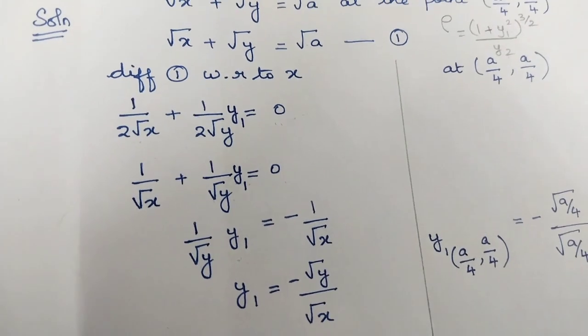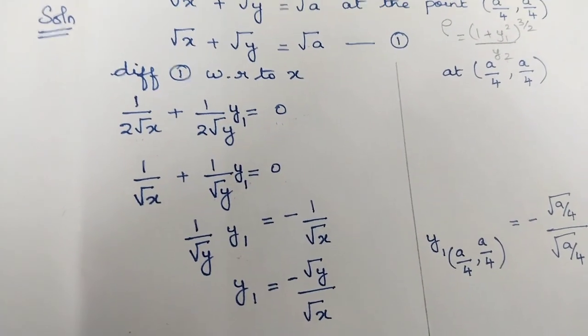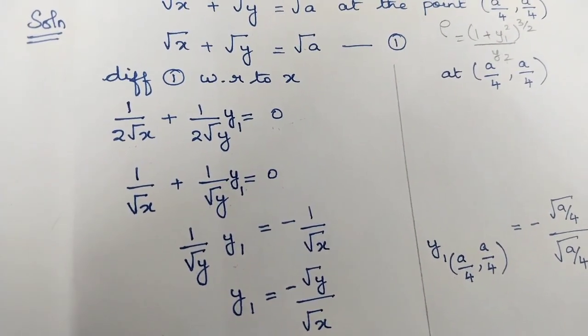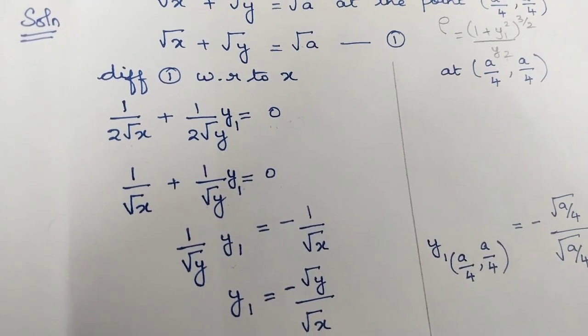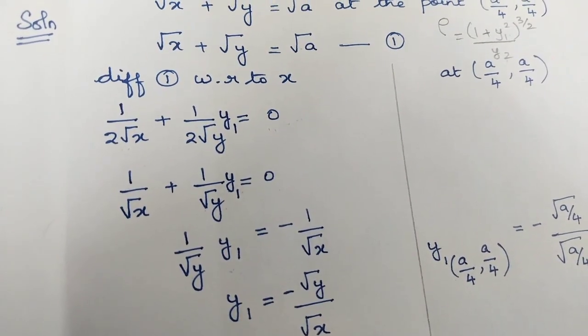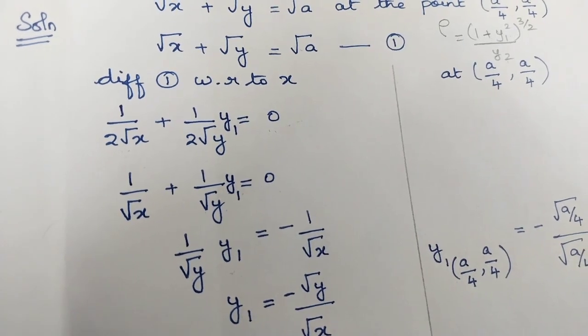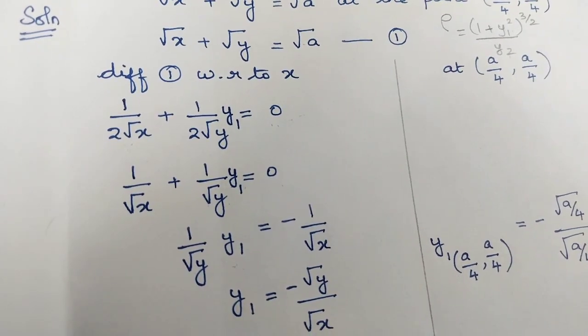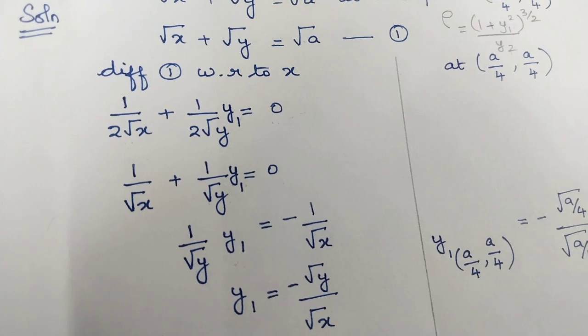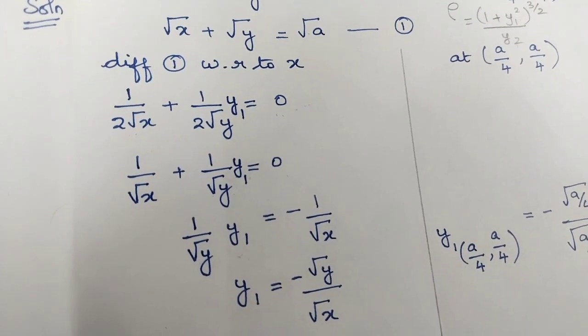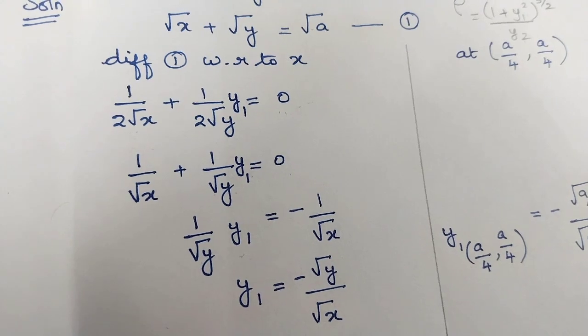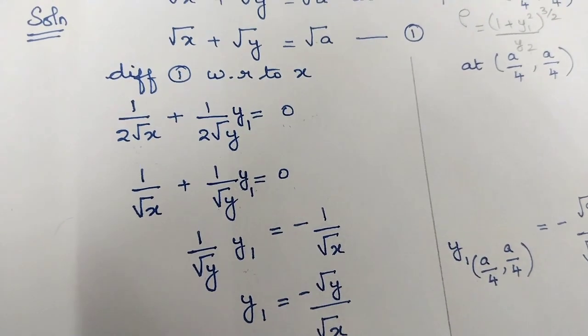When you're differentiating the first equation with respect to x, root x will become 1 by 2 root x and root y will become 1 by 2 root y into y1, equal to 0 because root a is a constant, it will become 0. Now for both the terms 1 by 2 is there. So when you equate it to 0, it will vanish. So you will be left with 1 by root x plus 1 by root y into y1 equal to 0.